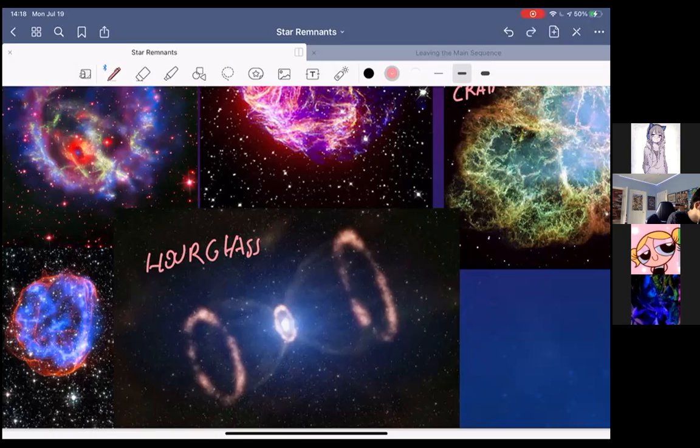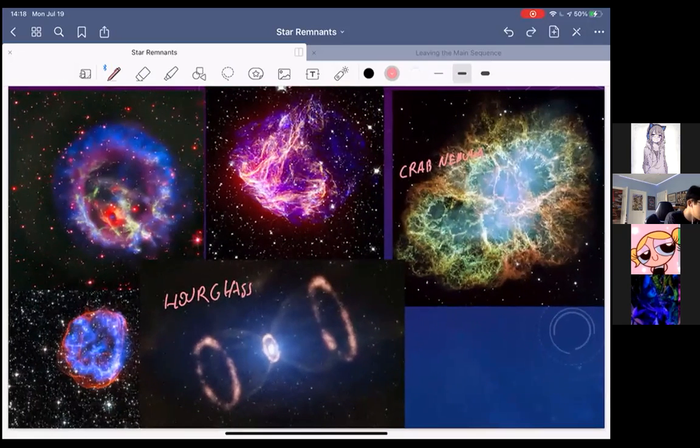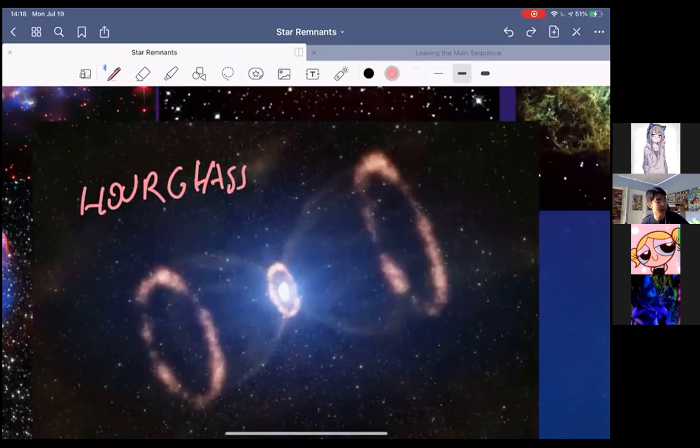But why does this nebula, this supernova, look so different from the Crab Nebula, right? And the reason for that is because scientists believe that as the supergiant was about to explode, it started spinning really, really quickly. It gathered a lot of mass near its equator and near its poles.